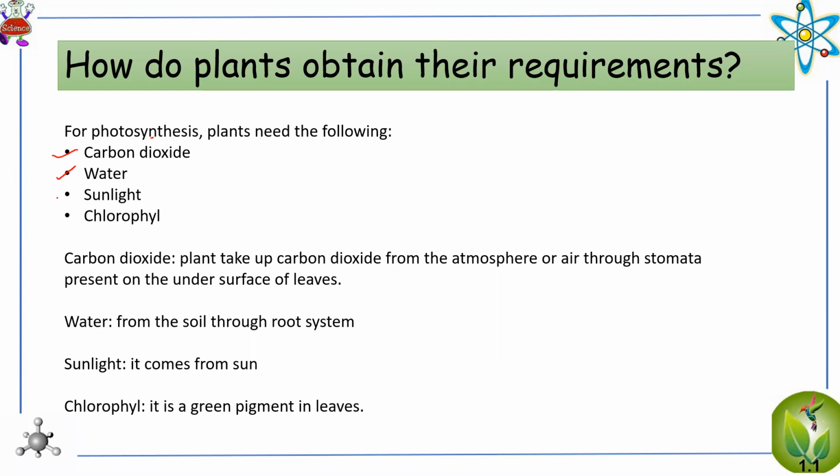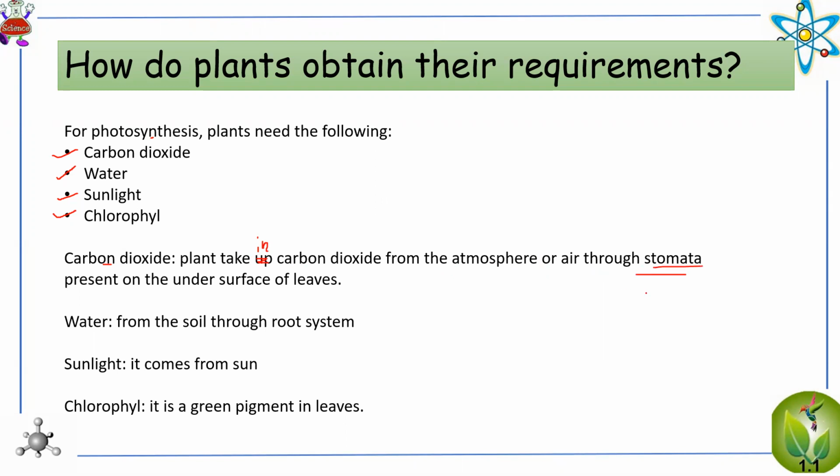Sunlight and chlorophyll are naturally present. Sunlight is everywhere, but not at all places equally; that also depends on the position or place of the plant. And carbon dioxide: plants take in carbon dioxide from the atmosphere, or the air, through stomata.